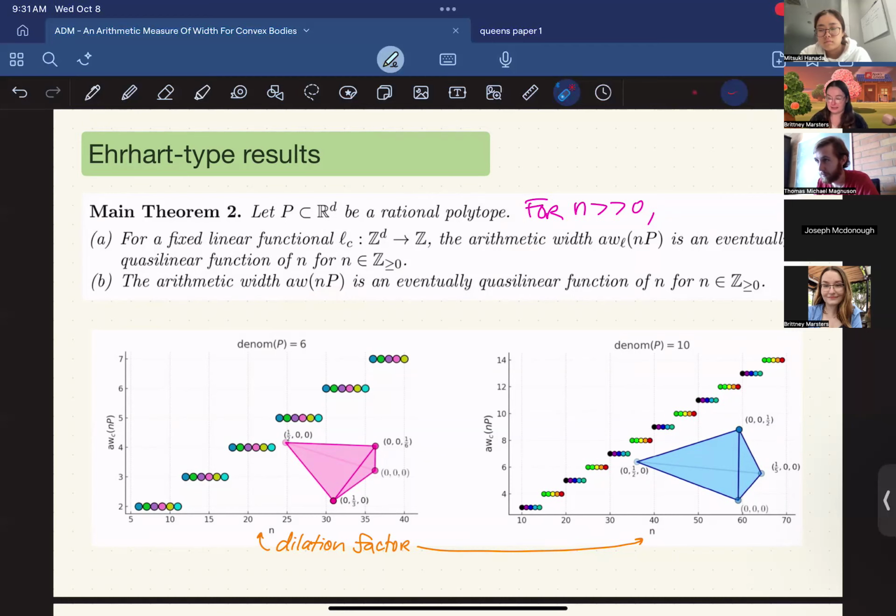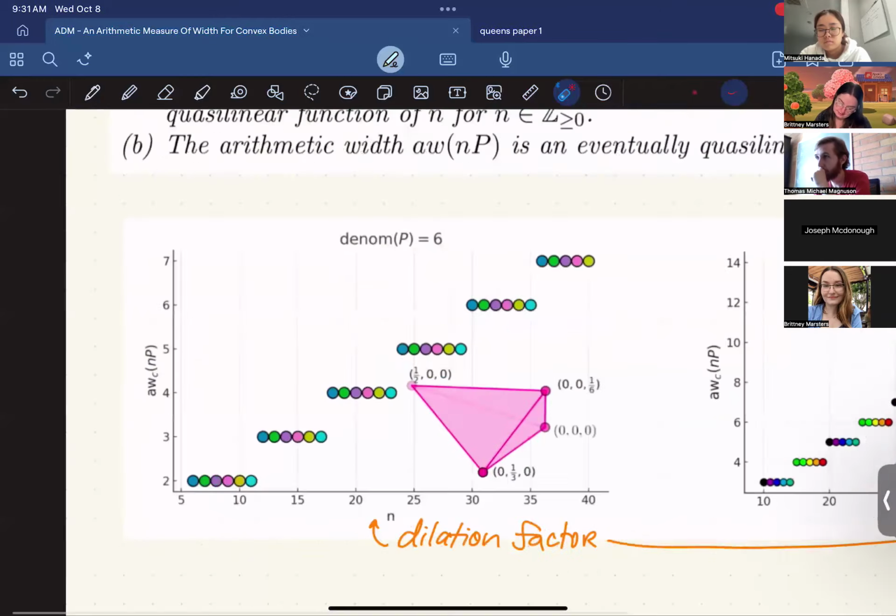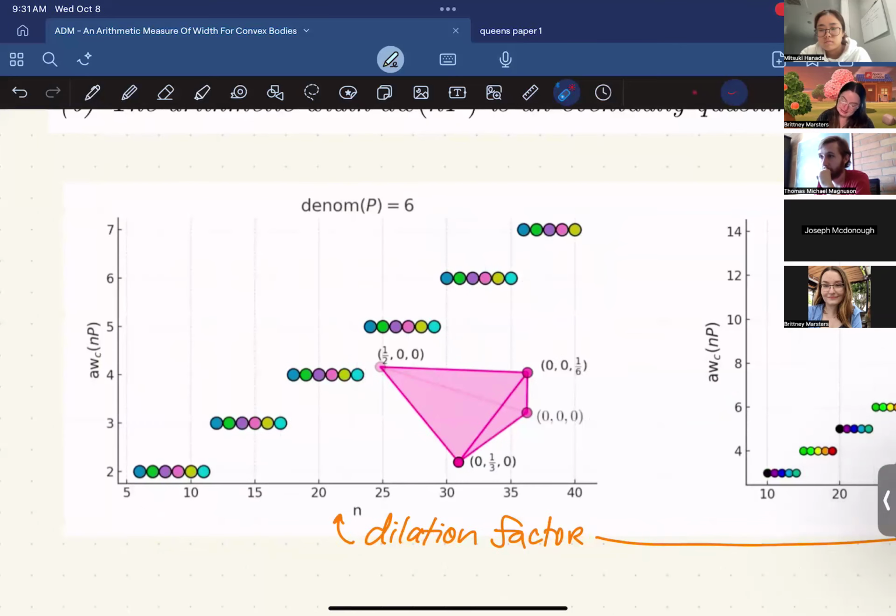So what does that look like in practice? Well, let's just zoom in on this example real quick. This here is which dilation of this polytope, and this is going to be my arithmetic width. Now, if we look at the coordinates of this polytope, I've got a 1/3, a 1/2, and a 1/6. If I dilate this polytope by 6, that is going to be the first time we are a lattice polytope instead of just a rational polytope.